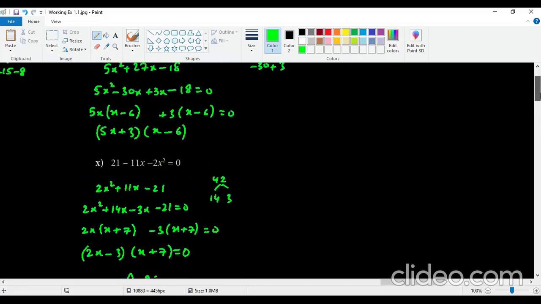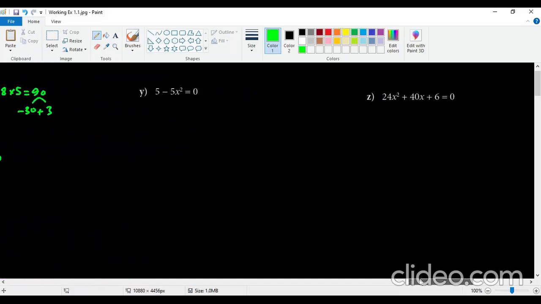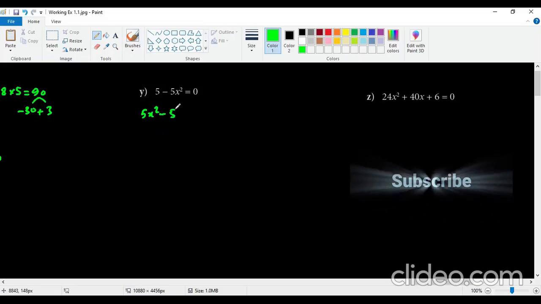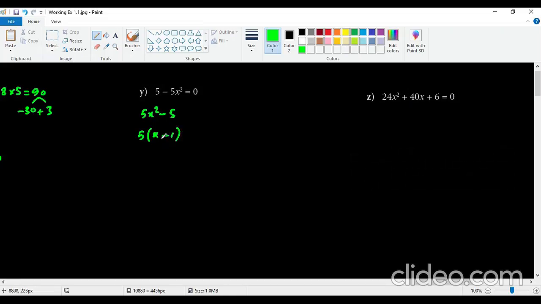Now only two are remaining, y and z. In here, I need to change this once again to 5x squared minus 5, and in here itself I can do it. So 5 is common, so 5 times x minus 1 is going to be your final answer. Moving on to question number z.